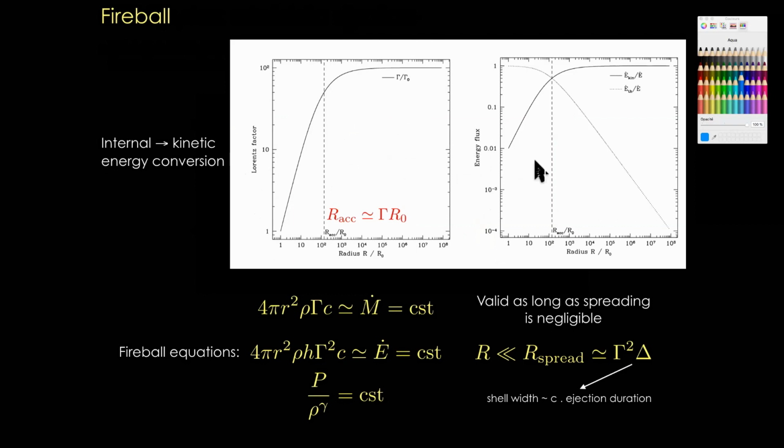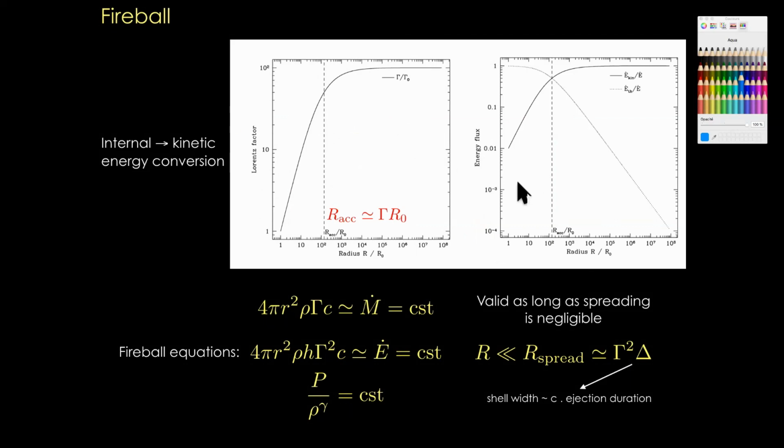And here I have shown for the same case the evolution of the two energy reservoirs. In dotted line, you have the thermal energy, and in solid line, you have the kinetic energy. And you see clearly the conversion from thermal to kinetic energy. So the fireball is very efficient because you see that at the end, 100% of the thermal energy is converted into kinetic energy. It is valid as long as the evolution is adiabatic.